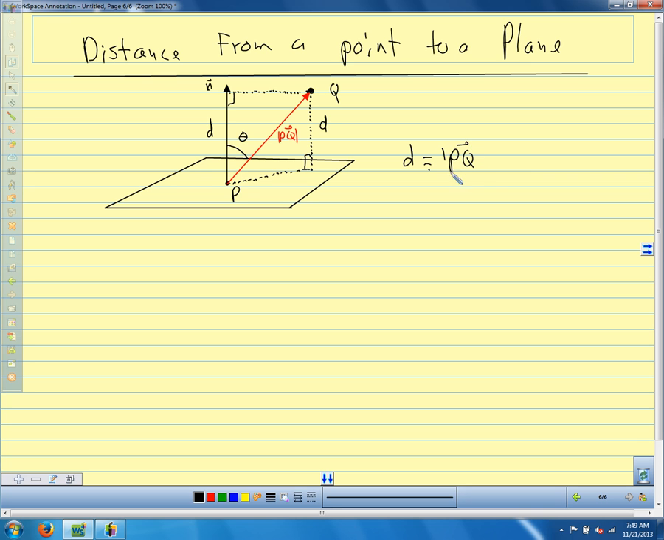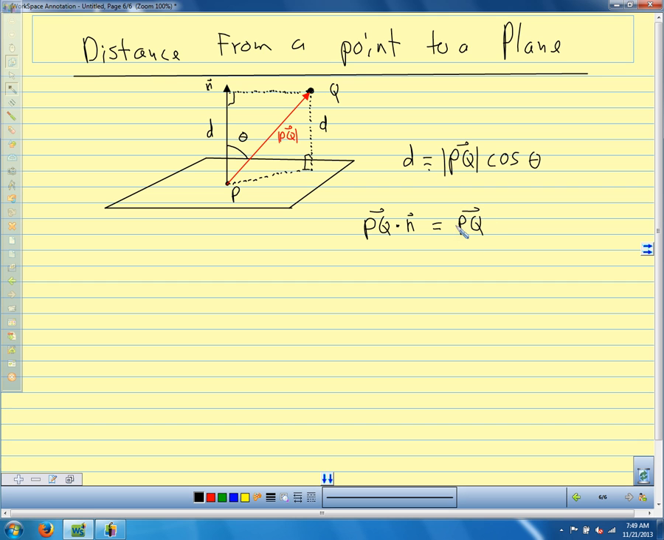D equals the magnitude of PQ times the cosine of theta. So looking at the relationship between PQ and N, what is this a part of? PQ dot N is, how can I write the dot product PQ dot N?